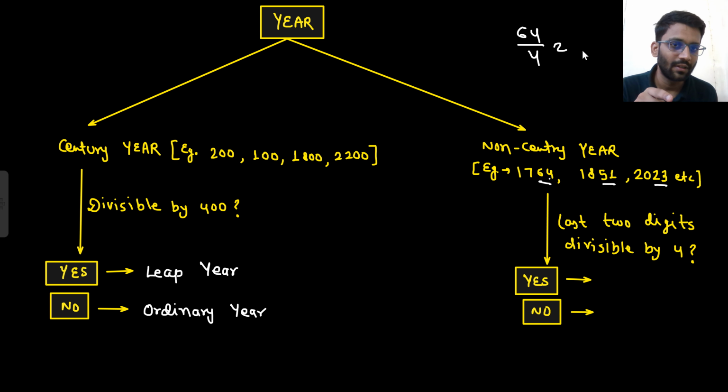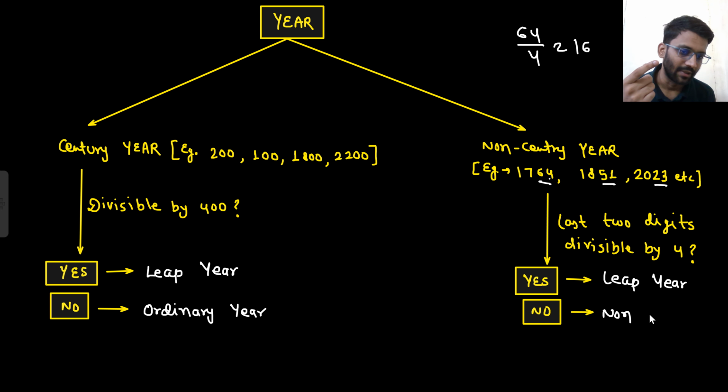64. Is it divisible by 4? Yeah, it is divisible by 4. So that means it is a leap year. If it is divisible by 4, that means it is a leap year, otherwise it is a non-leap year. So I hope the concept is clear.